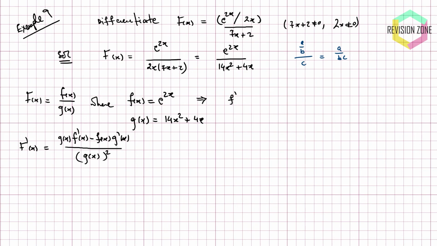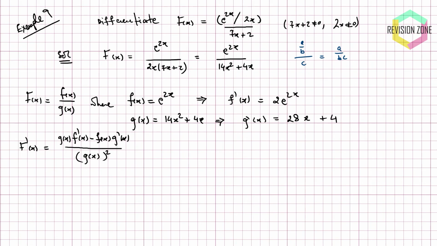My f is a standard exponential, so the derivative is going to be 2e to the 2x, and g is a standard polynomial, so the derivative is just going to be, I differentiate each term. So 14 times 2 is 28x, and 4x differentiated would just give me the 4.